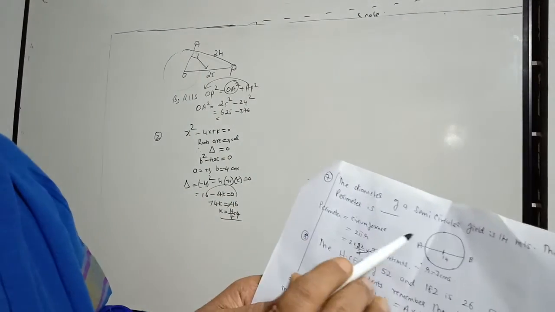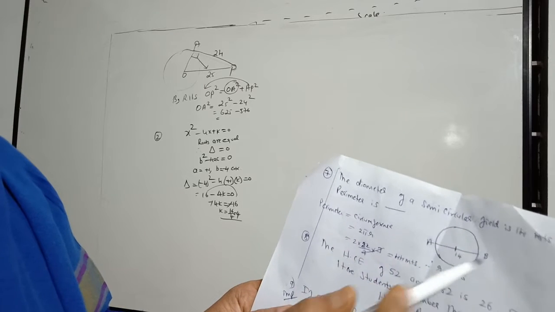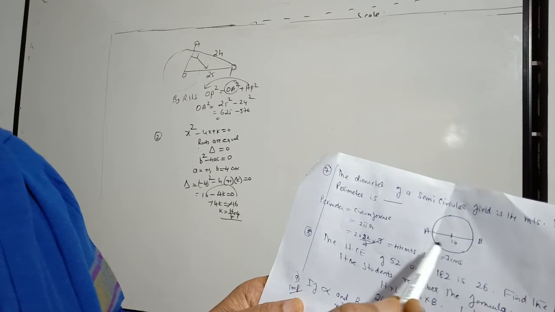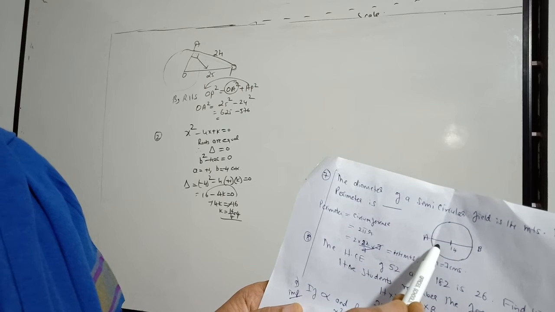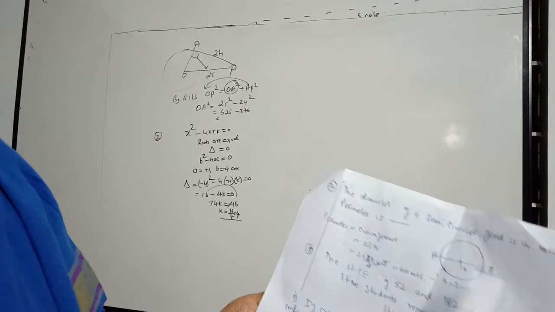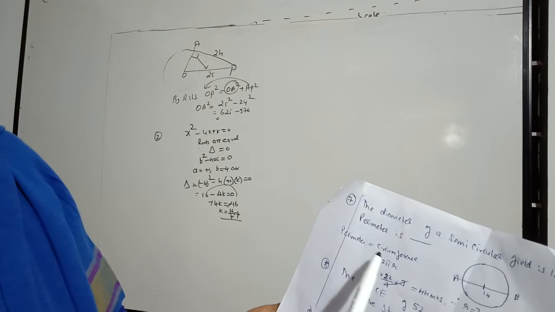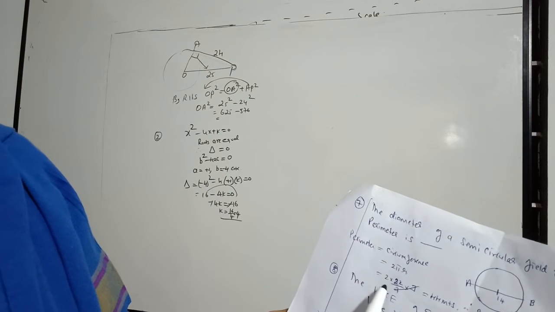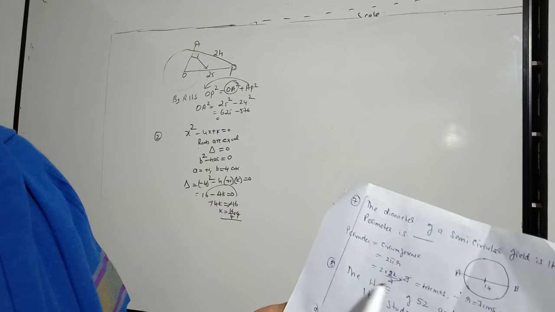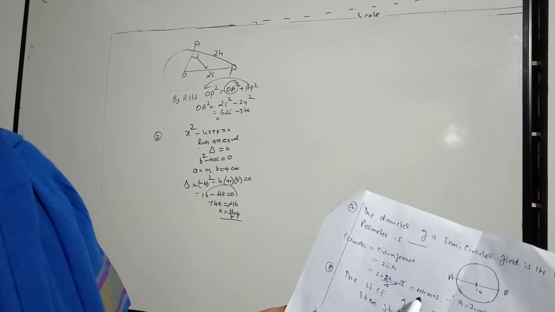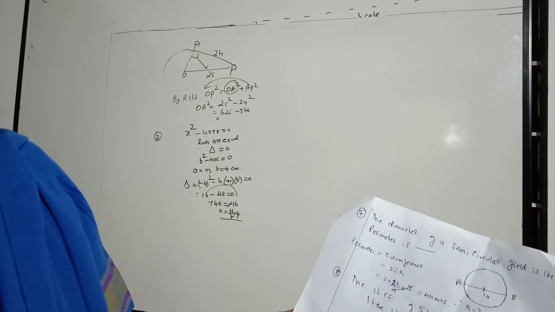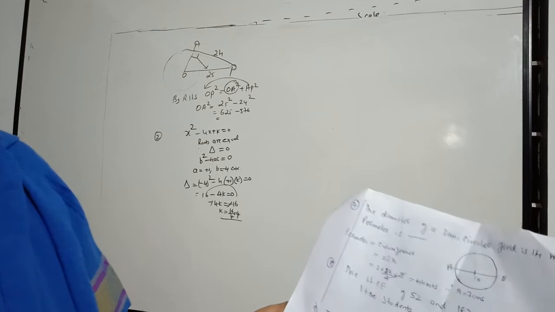Now, the diameter of the semicircle field is 14. Circle is here. AB is a diameter. Because AB is a diameter, this radius is 7 centimeters. Then this perimeter is, perimeter is equal to 2 pi r. 2 into 22 by 7 into 7. Cancel it. The answer comes to 44 meters. So perimeter is equal to 44 meters.